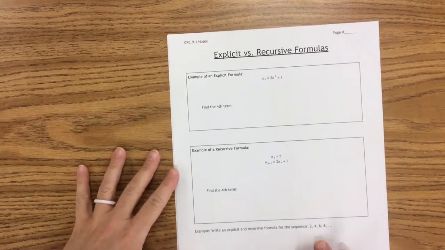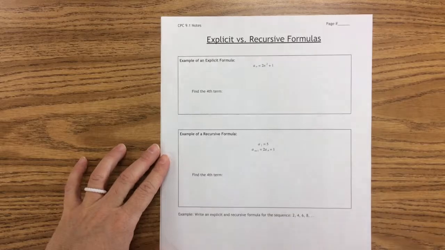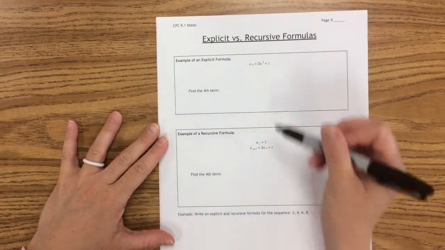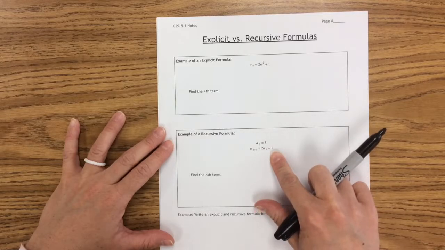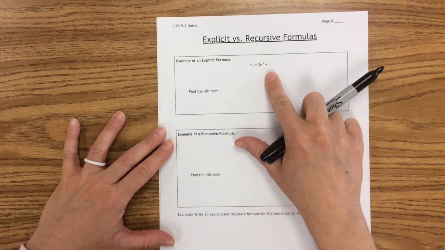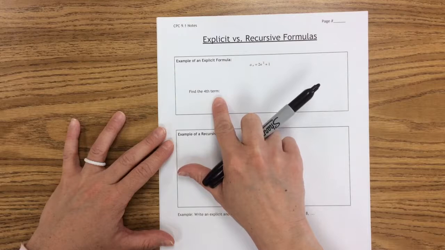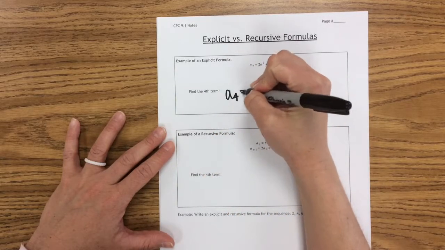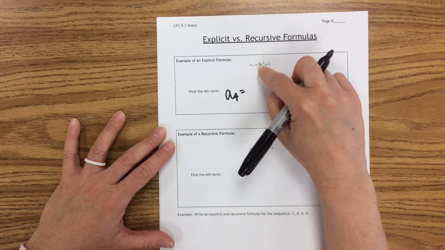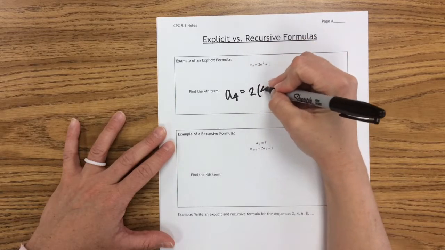The next topic of this section is recursive versus explicit formulas. When we work with sequences, these are the two different types of formulas that we'll see. Here's an example of an explicit formula. Here's an example of a recursive formula. With an explicit formula, you can find the fourth term by plugging in 4. So the fourth term would be a sub 4, and then we would just plug in 4 for n.